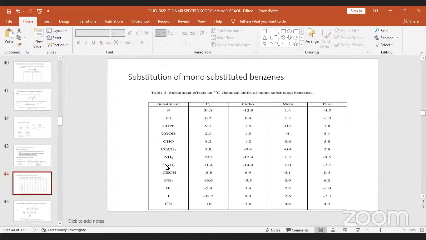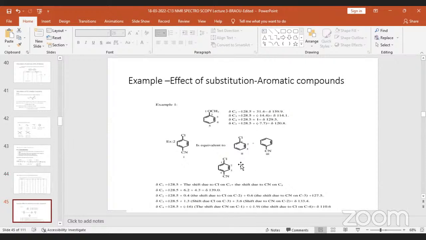See here also OCH3. OCH3 directly attached means anisole. For example, to benzene you add OCH3. Then what you will get? Anisole. So in anisole, the OCH3 attached carbon, we call it ipso carbon. For ipso carbon, you can calculate it. The benzene value is 128.5, and to that you have to add 31.4. I have given you the calculation.